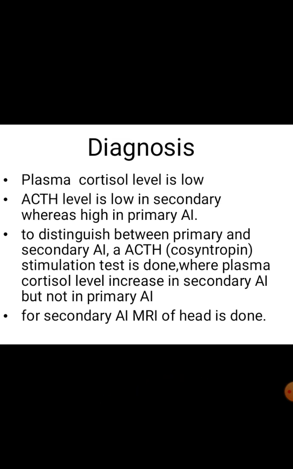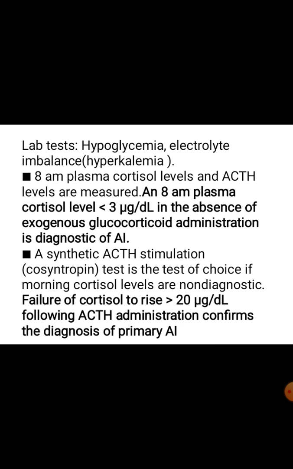Diagnosis: plasma cortisol, ACTH level, ACTH stimulation test, and MRI of the head are done. Lab tests show hypoglycemia and hyperkalemia. 8 am plasma cortisol levels and ACTH levels are measured. An 8 am plasma cortisol level less than 3 microgram per deciliter in the absence of exogenous glucocorticoid administration is diagnostic of adrenal insufficiency. A synthetic ACTH stimulation test is the test of choice if morning cortisol levels are non-diagnostic.